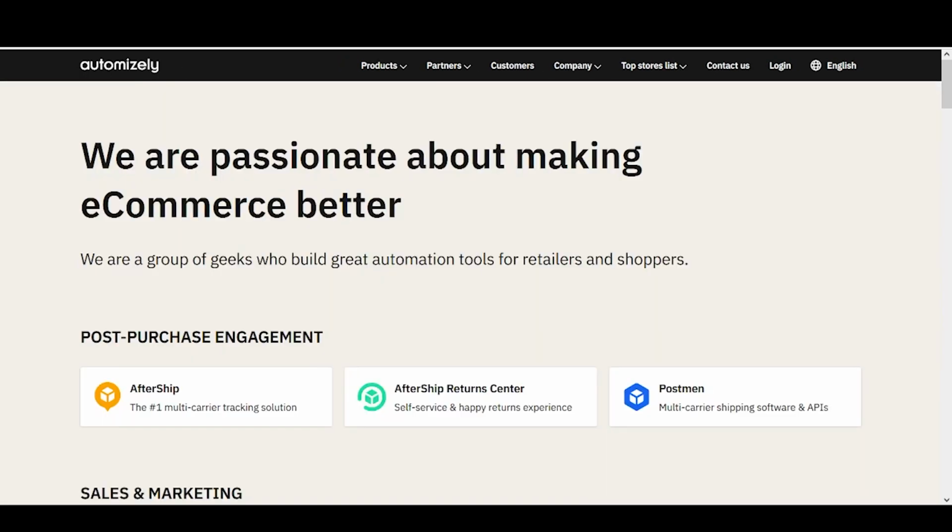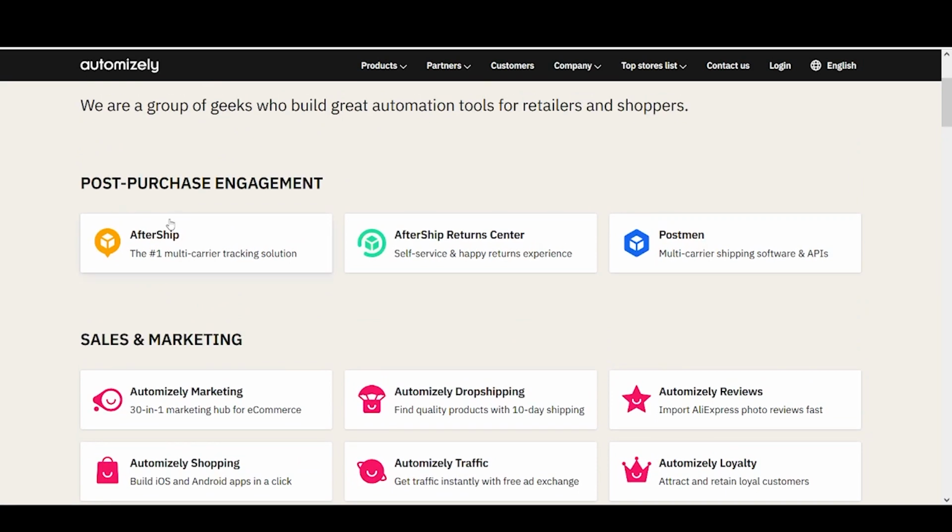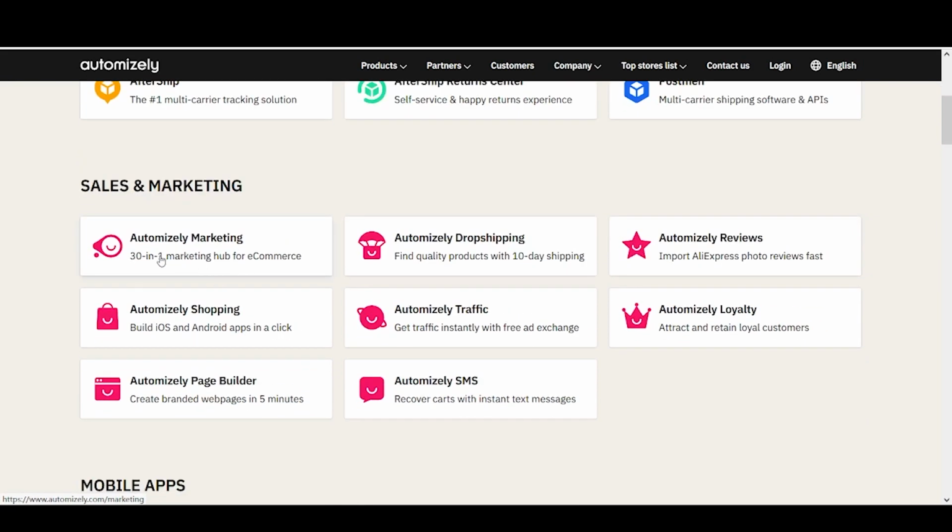Okay, just by having a quick look around, I've found that Automizely is what appears to be the name of the company. Aftership is just one of their products. They've also got Aftership Returns, they've also got Postmen, and they've also got a bunch of Automizely branded products. And so this for me is where the problems really begin.